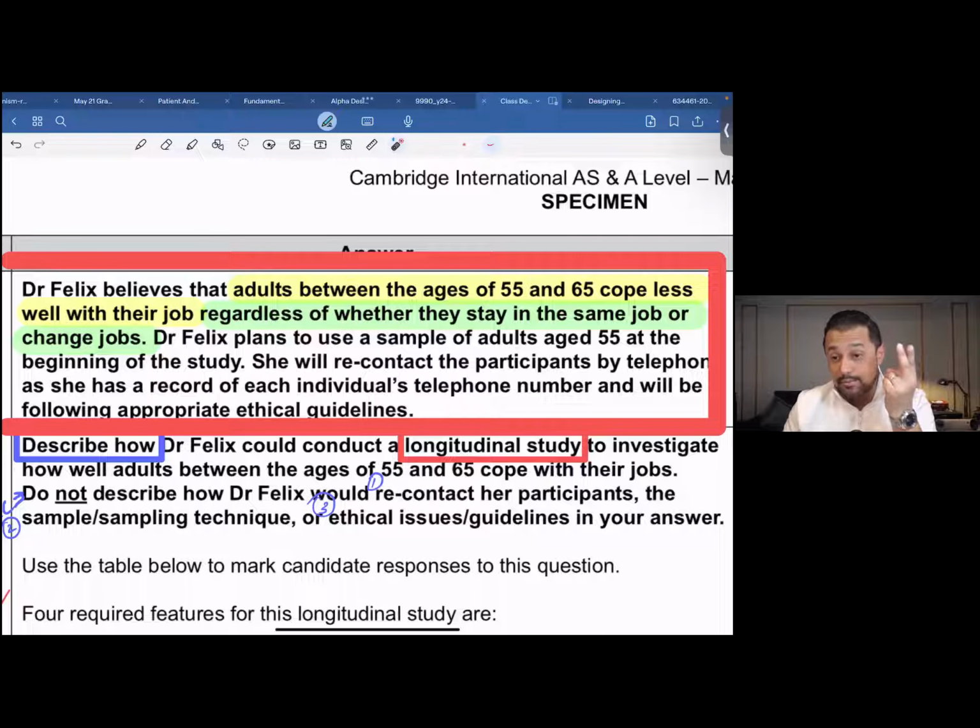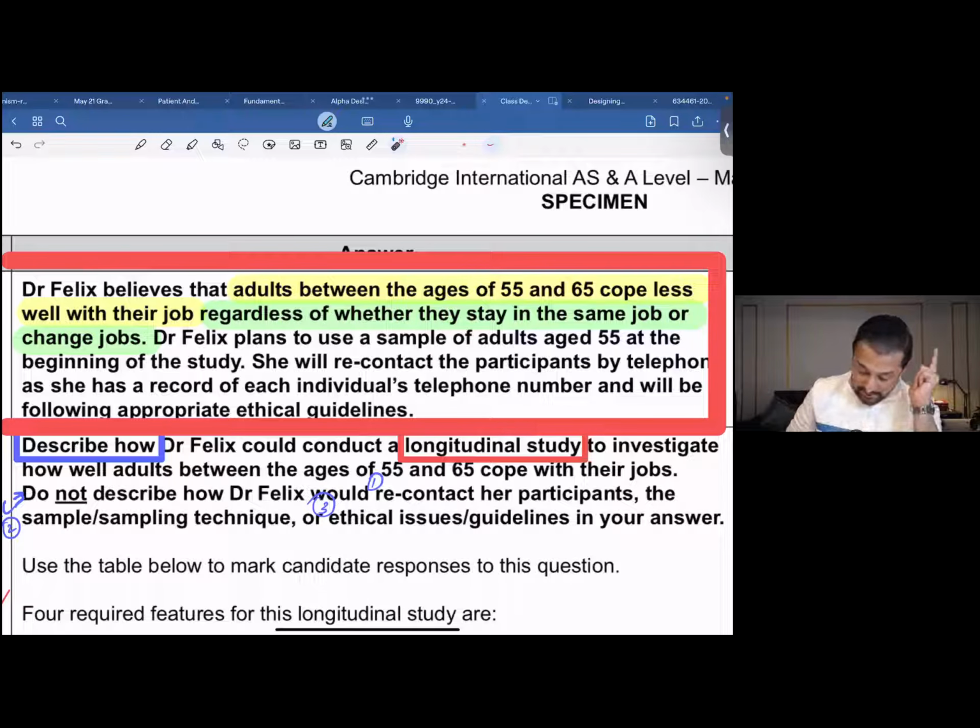Now, there are two important pieces of information that we have over here. And trust me, while discussing this, I've come across 90% of students missing out on this. They just read the first part, the part that I've highlighted here in yellow, and miss the part that has been highlighted in green. Because it's highlighted, you probably did not miss it, but again, I would advise you to read your questions thoroughly. So, Dr. Felix believes that adults between the ages of 55 and 65 cope less well with their jobs, regardless of whether they stay in the same job or change jobs.